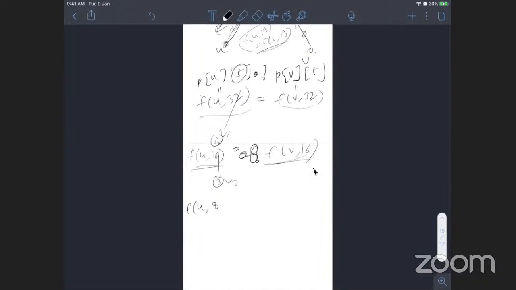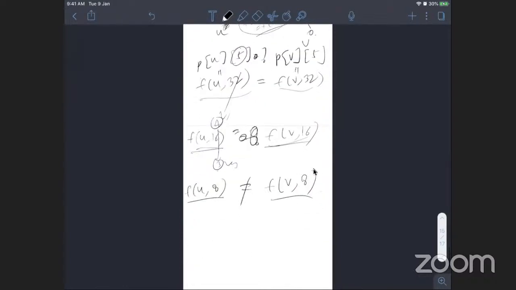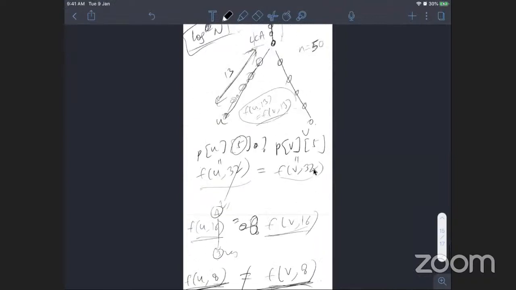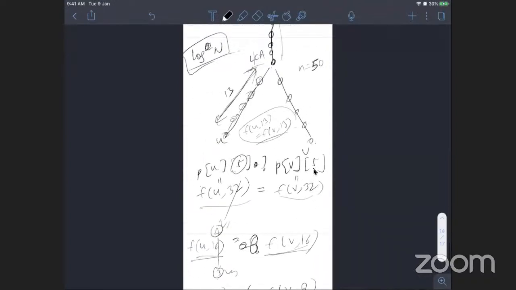So we say, what is f of U8 versus f of V8? And U8 and V8 basically meant the 8th parent of U and the 8th parent of V. This will not match. For the first time, we are actually picking a position where they don't match. So because these don't match, you can actually move U 8 steps up and V 8 steps up.